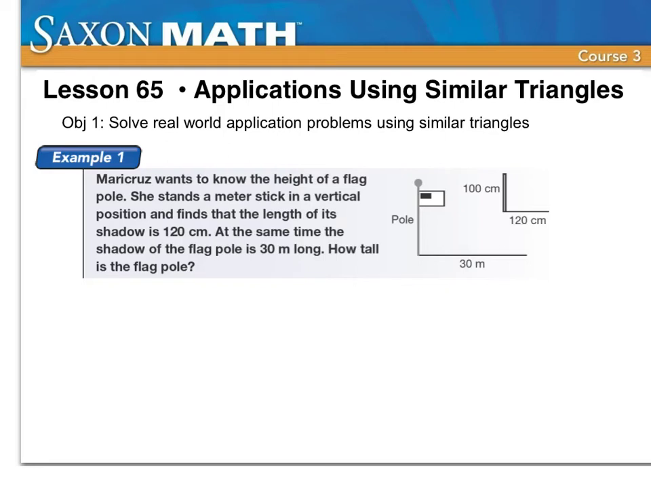We're on lesson 65 now. This is applications using similar triangles, and we've got our objective here, so let's get started with the problem.